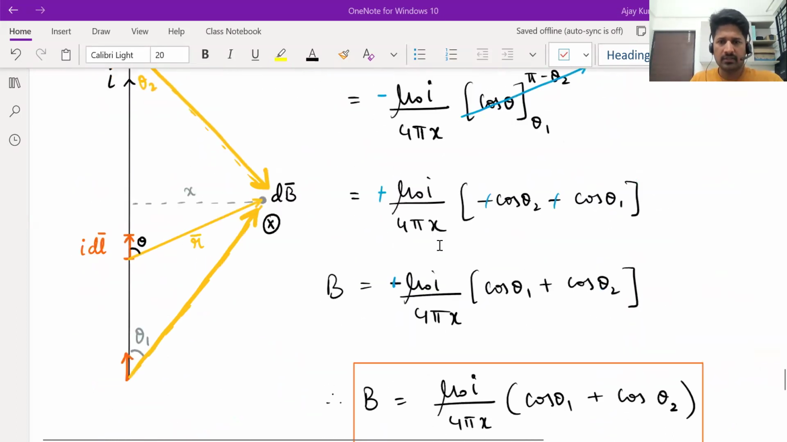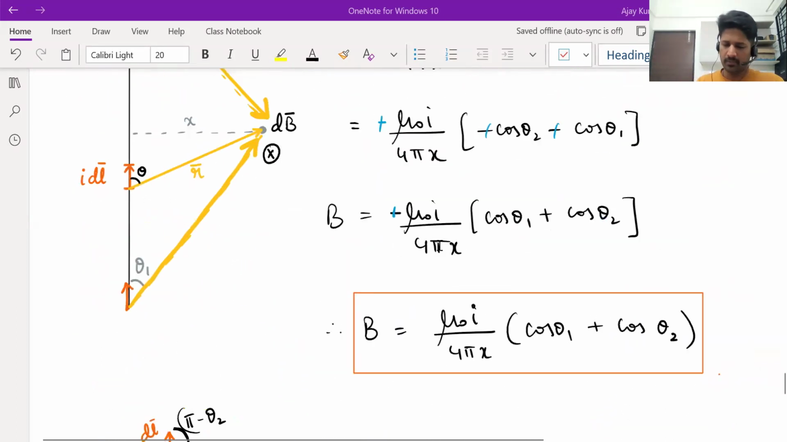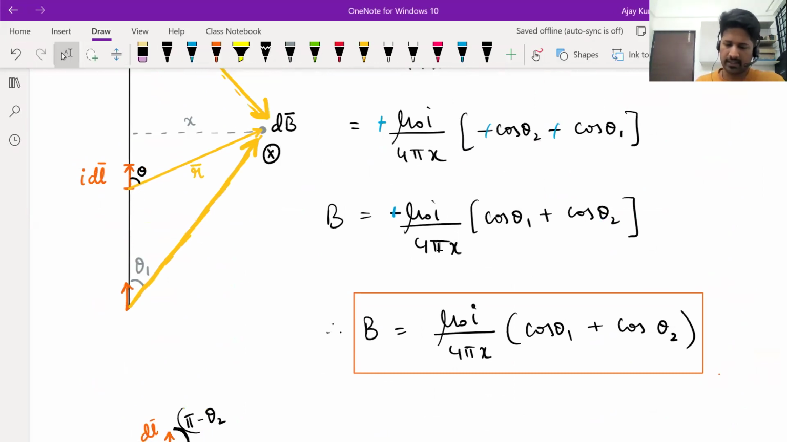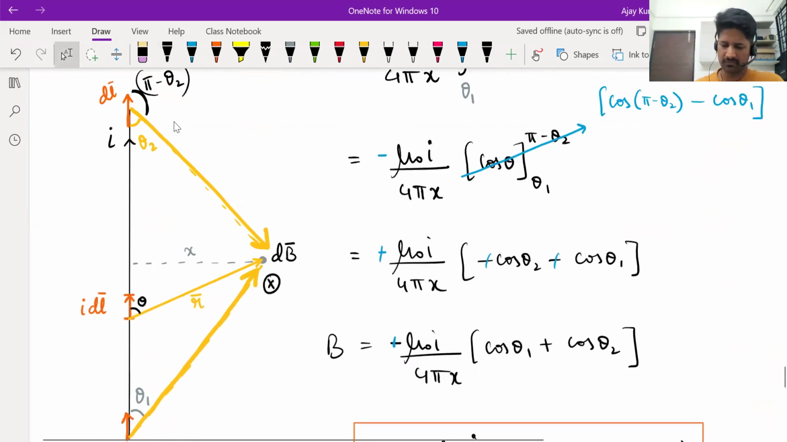Notice the final result that we derived. We got B, the magnetic field produced by a straight current-carrying wire, is mu naught I by 4 pi x. I is the current in the wire. The current I has to be the same everywhere in the wire. Usually it will be, but in some cases they may twist the question.